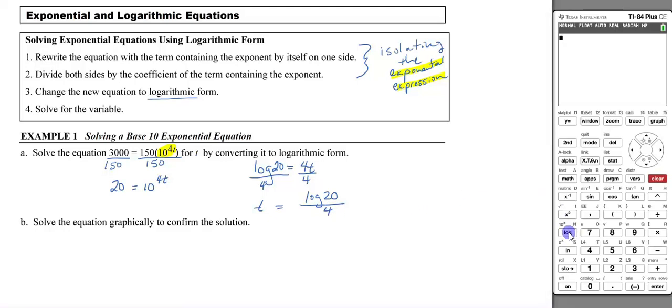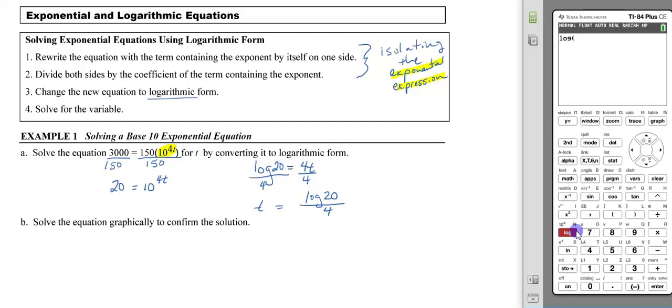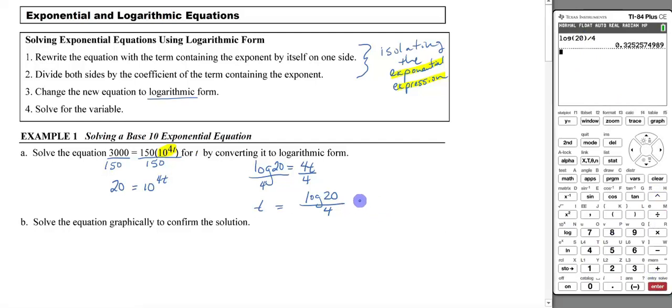Now we can put that into the calculator. The log button on your calculator here is base 10. So log base 10 of 20, close your argument, and divide by 4. And we get about 0.325.